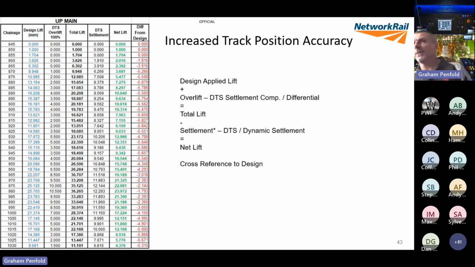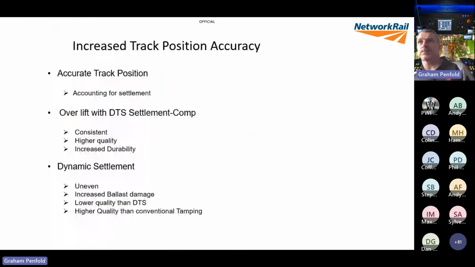And in this situation, the beauty was, because it had been DTS'd, we knew DTS gets rid of most of the settlement very quickly, so that track was unlikely to settle much more than what it was. So again, overlift is a really useful tool for increased track position accuracy, because it accounts for settlement.